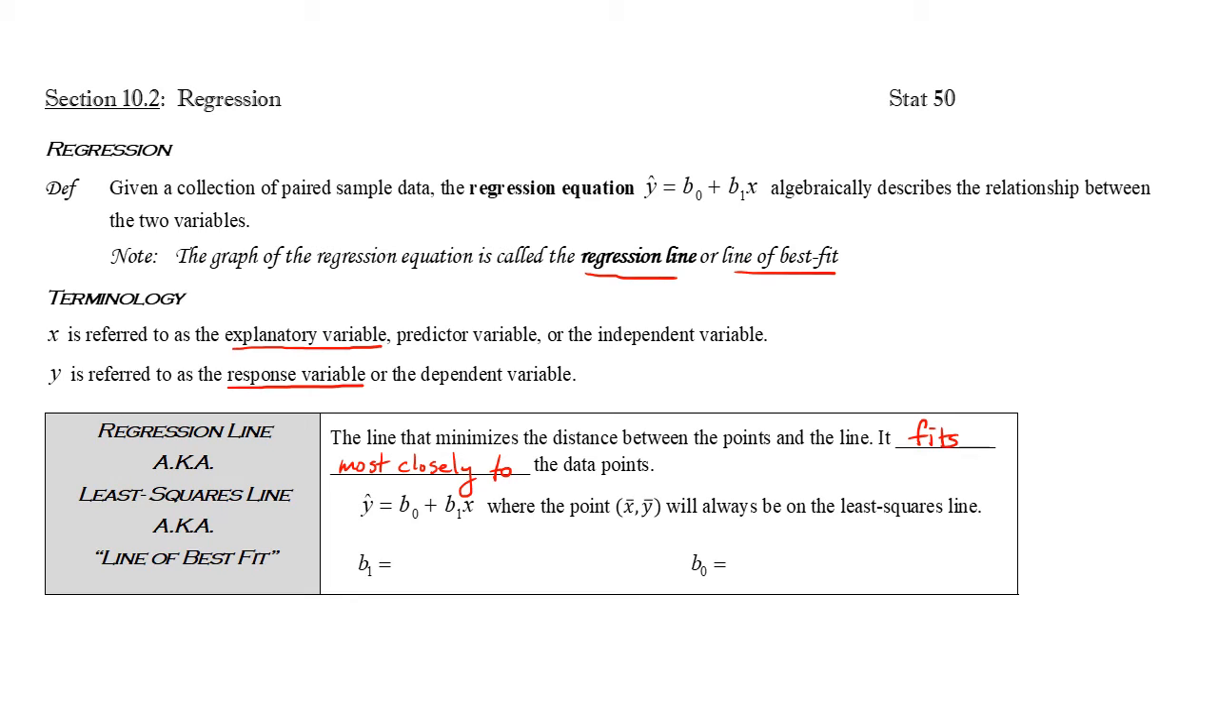And so we'll write it this way: y hat equals b0 plus b1x. Remember, b1 is also referred to as our slope, and b0 here would be the constant term that is the y-intercept. To remind you, if we have an equation of a line, the y-intercept would be the point where it crosses the y-axis, so that would be b0.